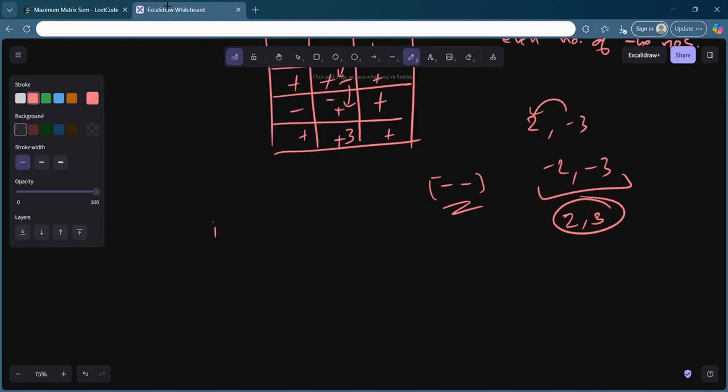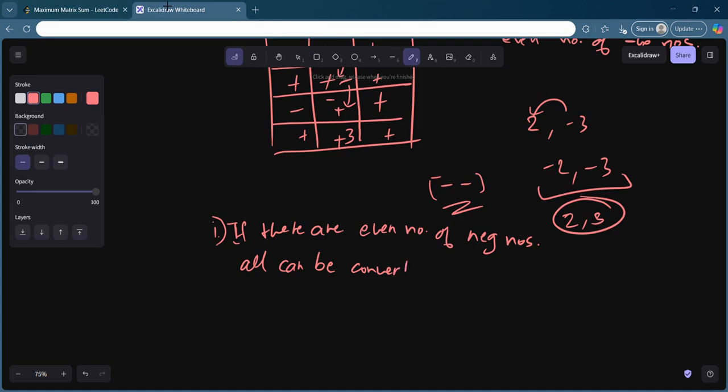Okay, the observation which becomes very clear is that if there are an even number of negative numbers, all can be converted to positive, because see, one negative number can be moved around. So if they can be moved around anywhere, you can bring it to the one where another negative sign is there. So if there are an even number of negative numbers, all can be converted to positive numbers.